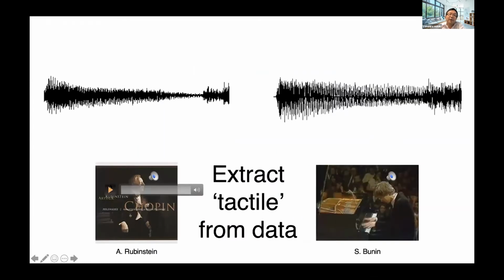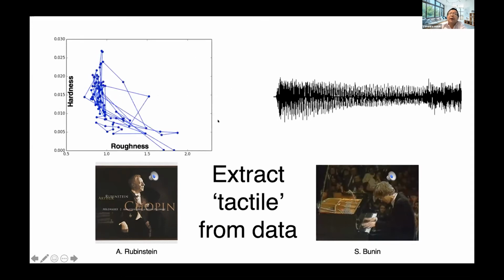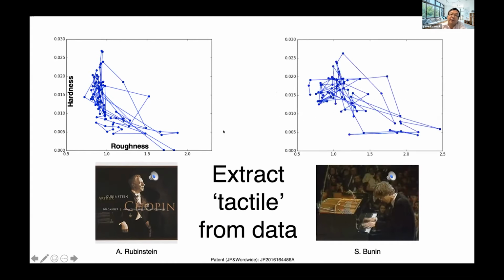And also, this is a piano performance of Rubinstein playing Chopin. I wish we could hear it, but anyway, we cannot hear it. This is a sound image. So we transform this vibration into tactile quality. This is the tactile quality of Rubinstein's play. Here is the roughness and here is the hardness. And this is another pianist's play, completely different from Rubinstein's. So we can see the differences in playing piano by using tactile sense in the data.